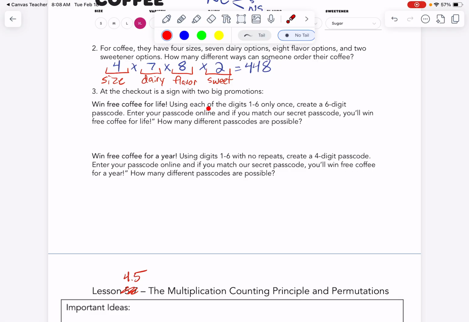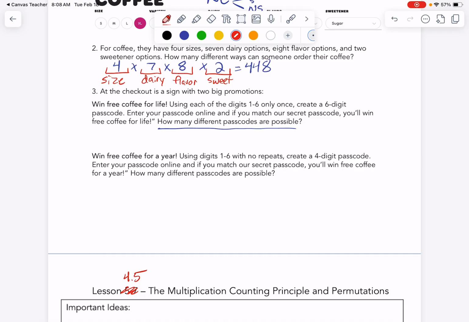So we can use each of the digits 1 through 6 only once and create a 6-digit passcode. If we enter the passcode online and it matches their secret passcode, we will win free coffee for life. Our concern here is how many different passcodes are possible. So if we think about this, we've got the digits 1 through 6. We're going to use each of them only once.